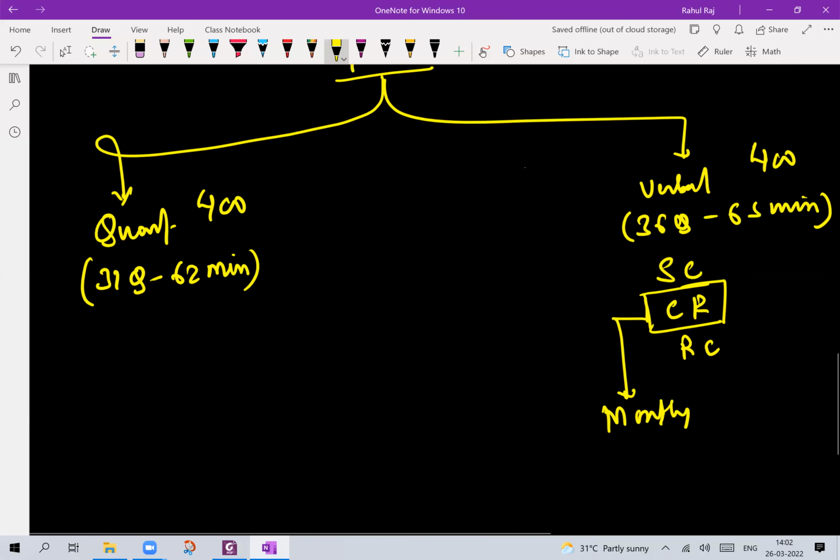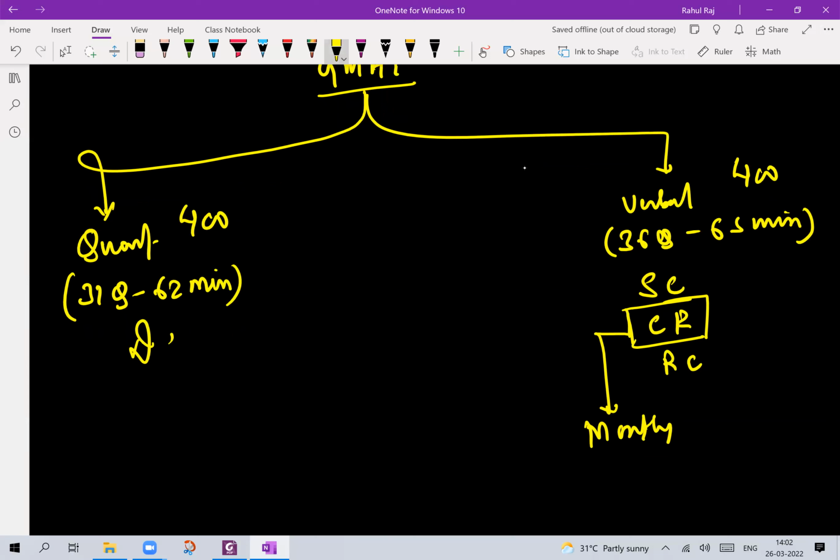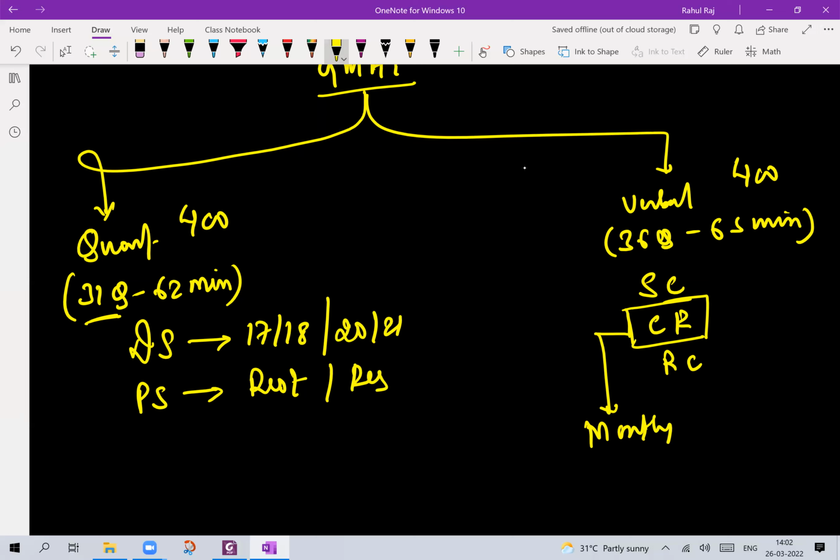In quant, there are two types of questions that will be asked. You have data sufficiency and you have problem solving. There are a total of 31 questions. You can expect data sufficiency questions to be surely 17, 18. Even if you give some mocks, you will realize this. The rest of them will be problem solving questions. And if you are doing well in quant, you can expect data sufficiency questions to be as high as 20, 21. The rest will be problem solving.